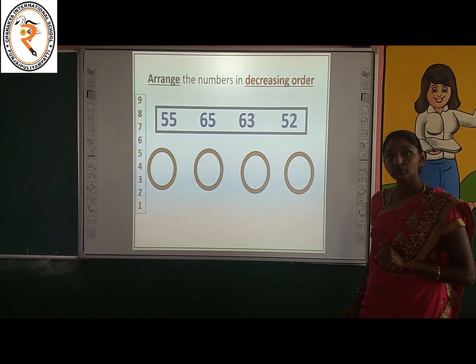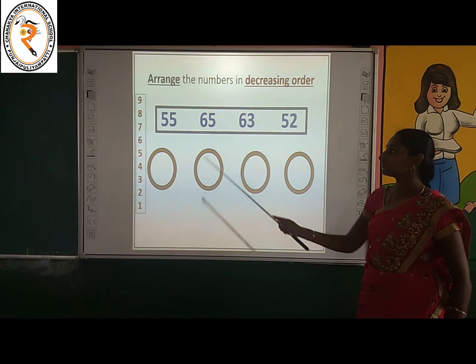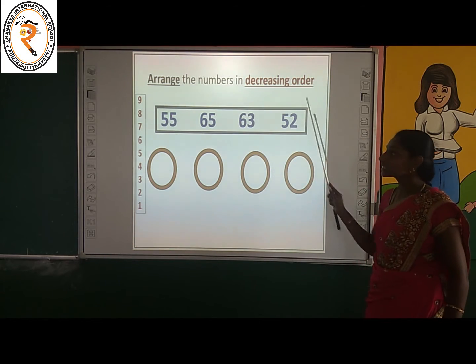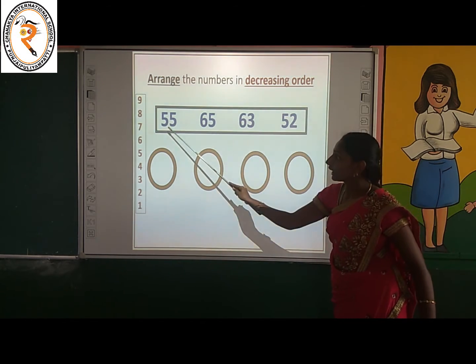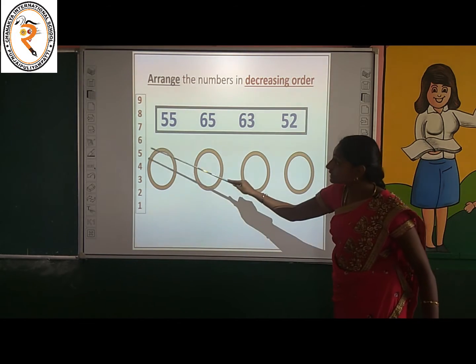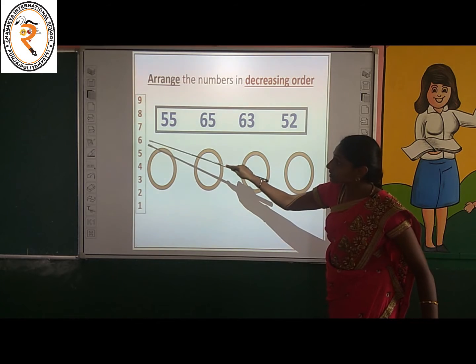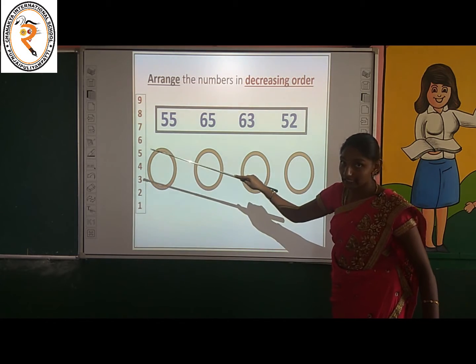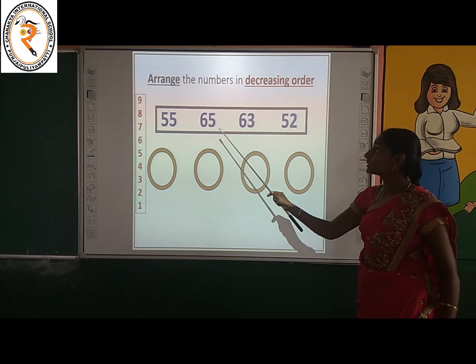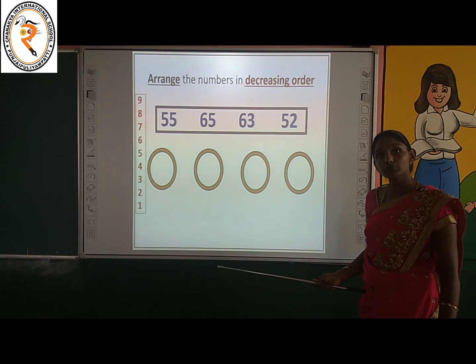For that what do we have to do? Yes, super. We have to look and compare the digits in the tens place in all numbers. Look, 5, 6, 6 and 5. Yes, we have 6 and 5. Which is biggest, children? 6 or 5? Yes, 6 is the biggest. But we have 2 numbers that begin with 6. What do we have to do?